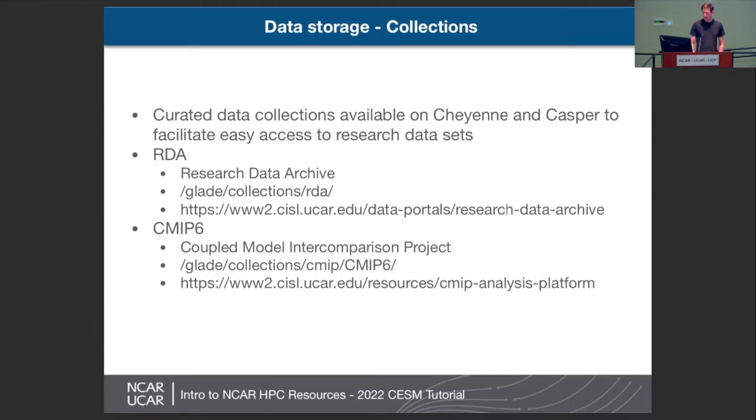Collections, again, these are just data sets that we host on the machine because they get used a lot. CMIP6 is probably particularly relevant to this crowd. So there's some subset of the CMIP6 data on Cheyenne locally, so you don't have to download it. And probably the important thing to know about that is that if some data set you need is not local on Cheyenne for CMIP6, we have this address at the bottom where you can go and request a particular data set and we'll put it on the machine for you.